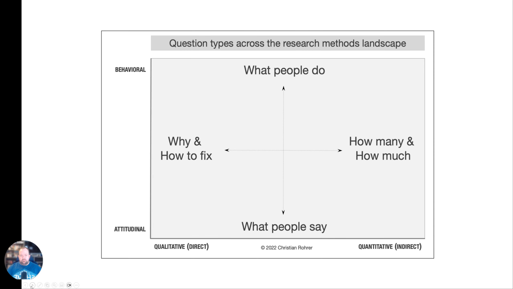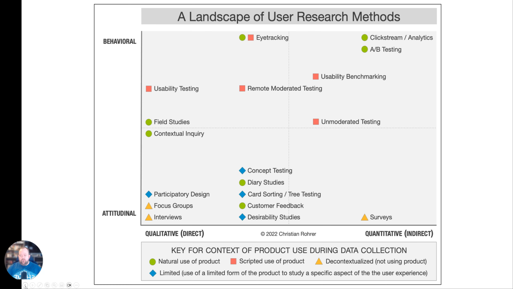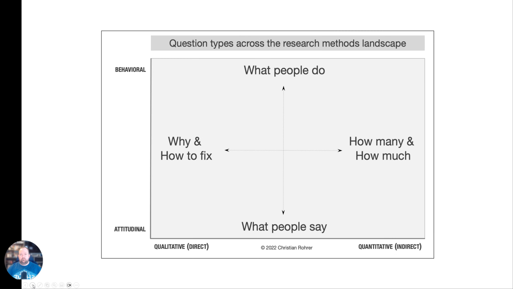What about, whoops, how many and how much? Well, if we go back, we're looking at clickstream, A/B testing, unmoderated testing, even surveys are kind of in some of those spaces. So again, depends on where you're going, but you probably want a diversity of methods to make sure that you're capturing kind of all aspects of this so that you can build a product that is thoroughly researched and evaluated.